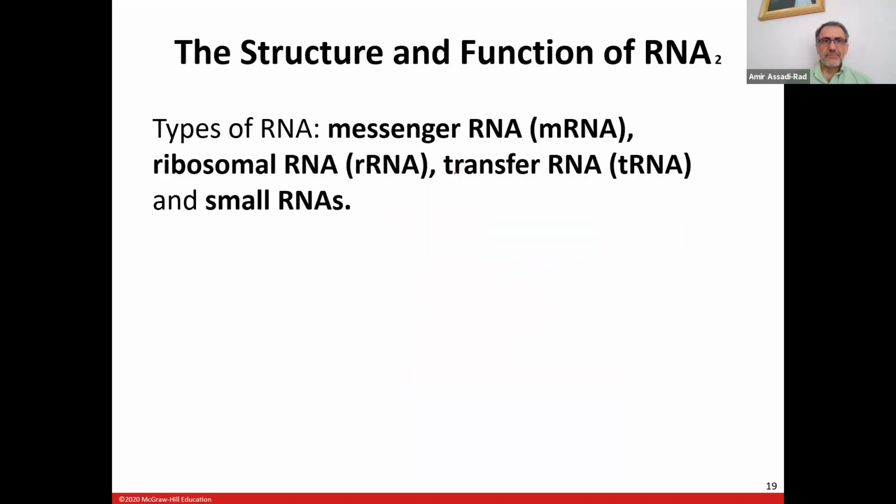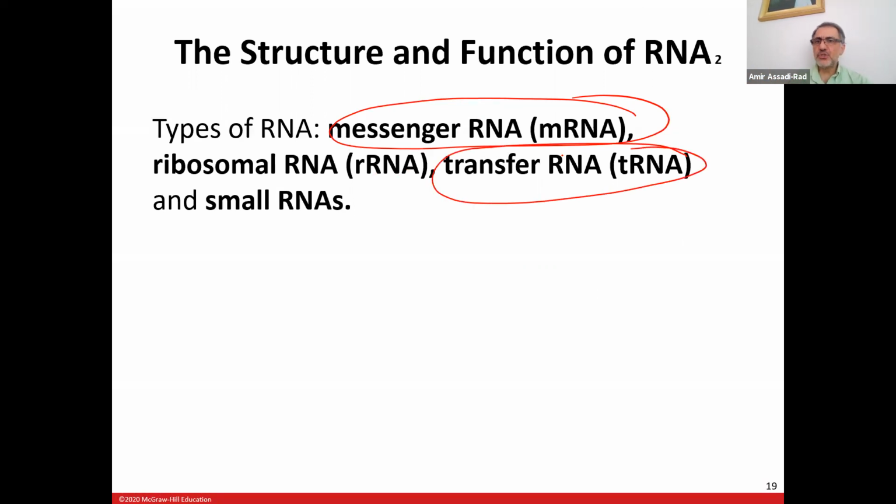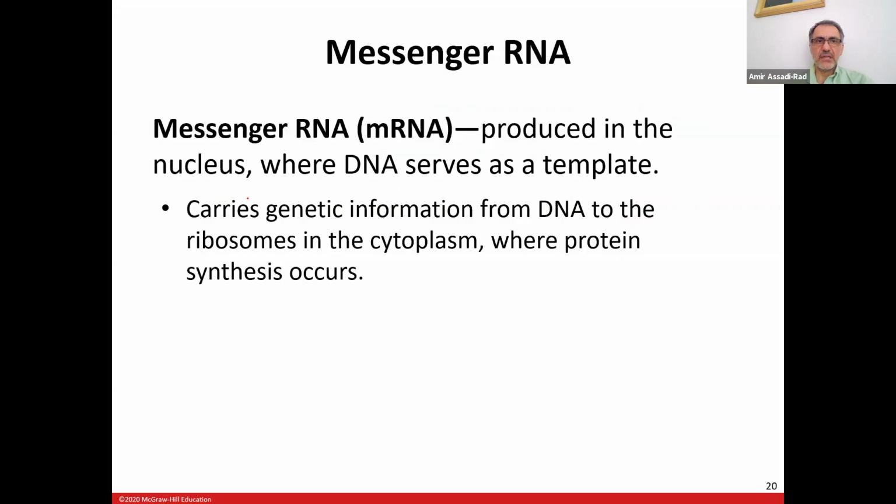There are different types of RNA that you should know. Types of RNA are messenger RNA, ribosomal RNA, transfer RNA, and small RNAs. The big bulk of what you're supposed to know are the first three. I'm not going to elaborate on small RNAs. Your textbook elaborates on small RNAs, which is okay, but your course is not designed to focus on those.